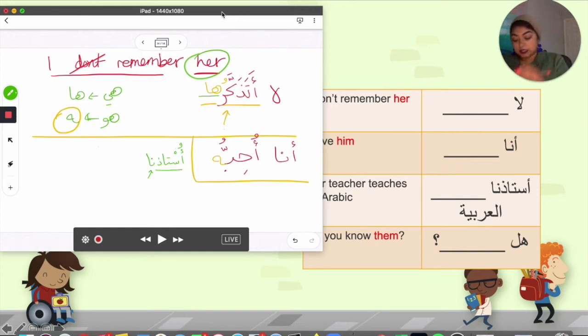So now we need the word teach. What's the word for teach? And it's he teaches. So what letter does it start with? It starts with a ya.